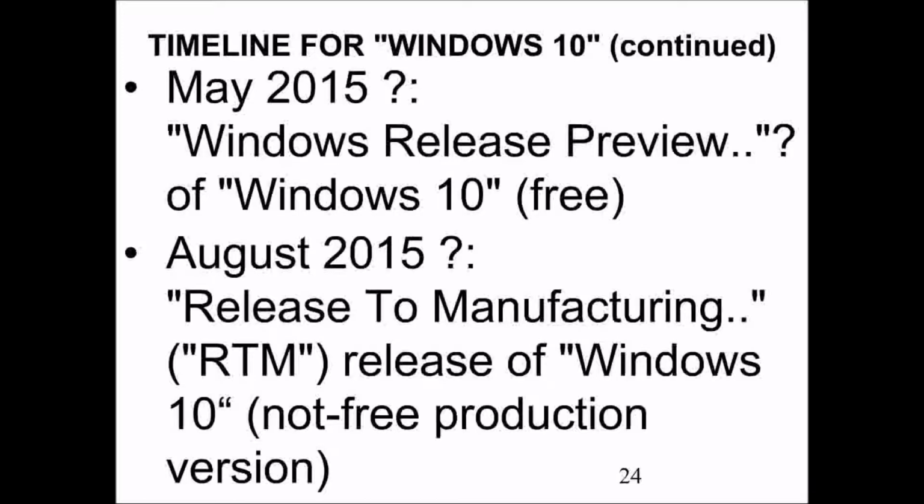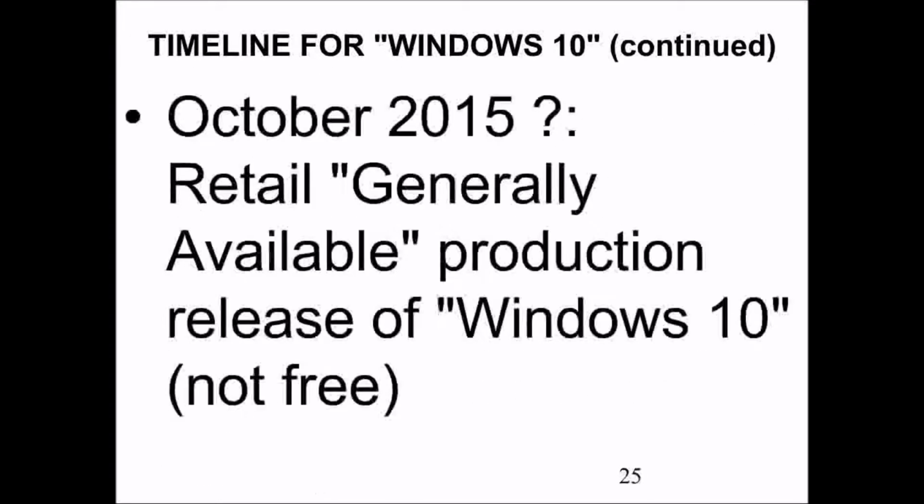And finally, sometime in August or September, they will release the release to manufacturing version to their partners. The partners are those who build computers. This is not going to be free. This will be the OEM version, and in some cases, the non-OEM retail version that computer builders install into their computers. And they need about a month or so of lead time before they actually ship a product.